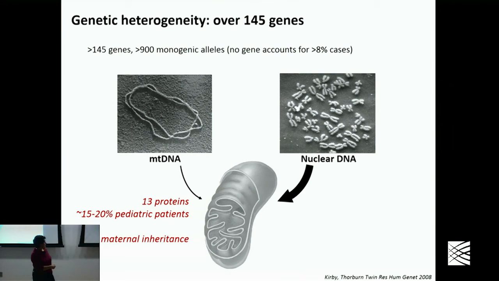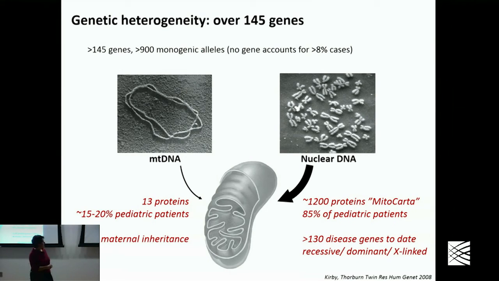The mitochondrial genome, as we talked about, has 13 proteins. It accounts for about 15 to 20% of pediatric patients, and these are maternally inherited. The mitochondrial defects account for a larger percent of adult onset cases. These tend to be the more mild of the phenotypes. The more severe are defects in the nuclear genes.